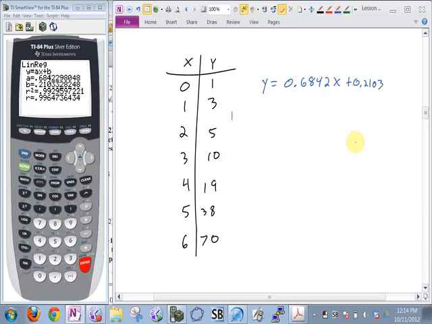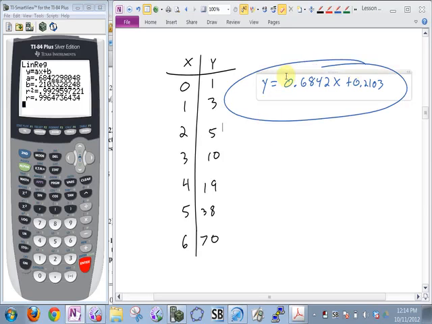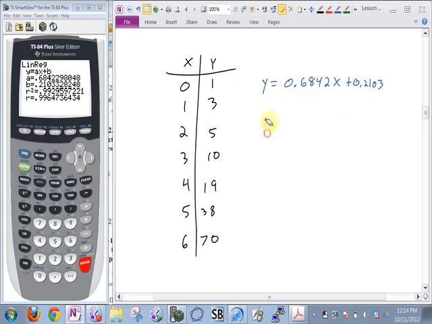You have to erase it. Right, or the E. This line right here is not y equals. That line is not y equals 0.6842x plus 0.2103. It's natural log of y equals 0.6842x plus 0.2103. So if you use common log, you're going to raise both sides to the power of what? 10. I'm going to raise both sides to the power of base e.